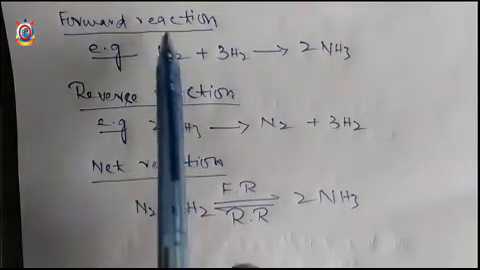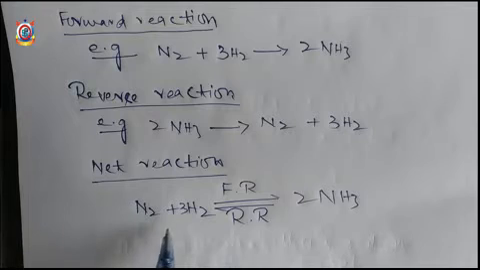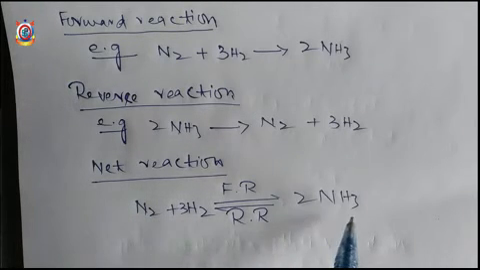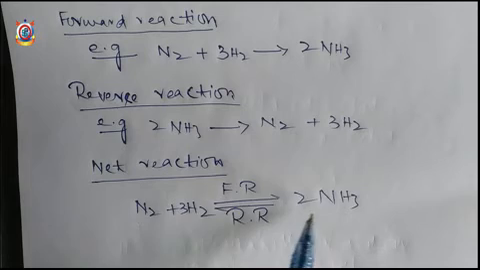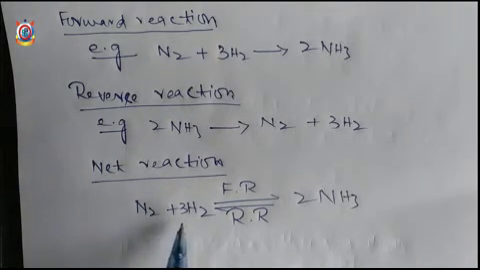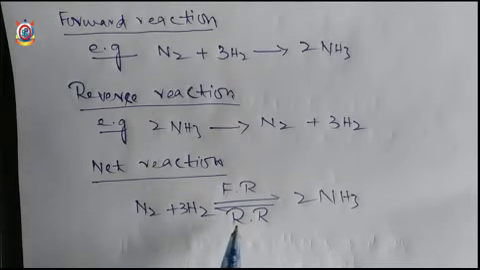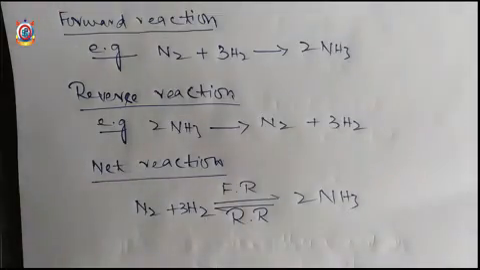The net reaction of the forward reaction and reverse reaction is as follows. Nitrogen and hydrogen combine together to form ammonia gas. So when nitrogen and hydrogen combine together to form ammonia gas, it shows the forward reaction. But when ammonia decomposes to form nitrogen and hydrogen gas, it shows the reverse reaction. There are some macroscopic characteristics of forward reaction and reverse reaction.